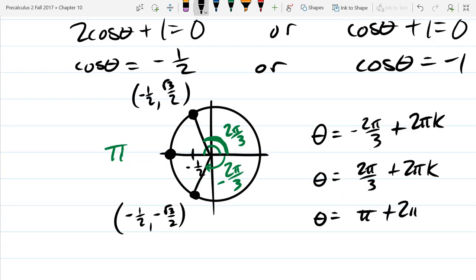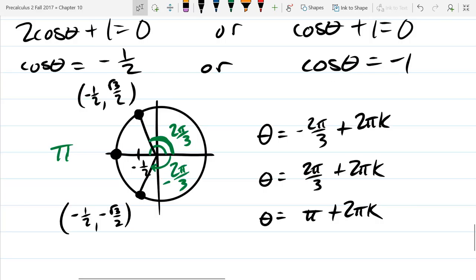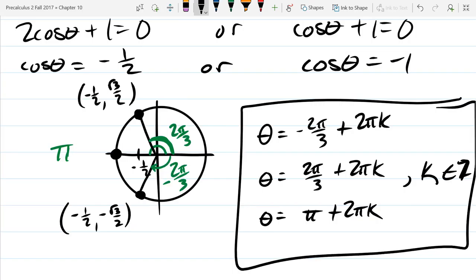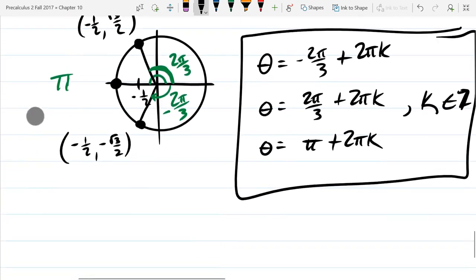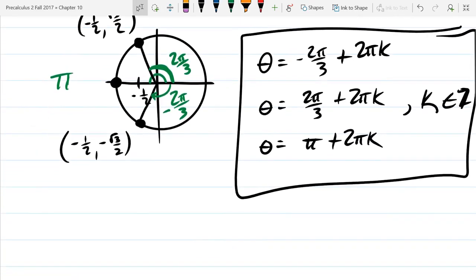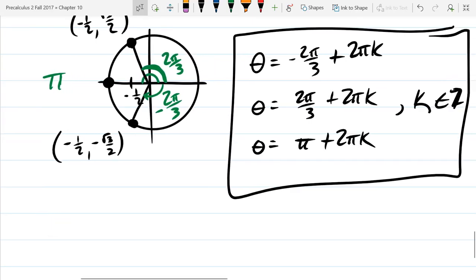I have to add 2 pi k, plus 2 pi k, and I also have to say k is an integer. And that's all we need to do to figure out theta. So we got 3 different possible angles, but we have to add as many rotations to each one.